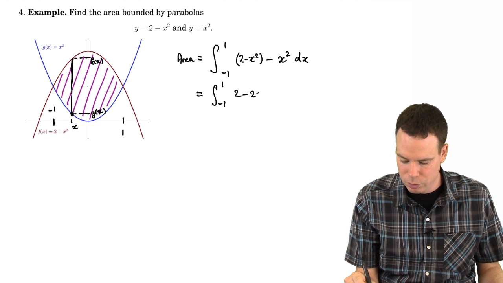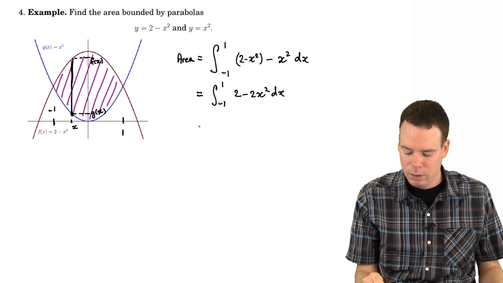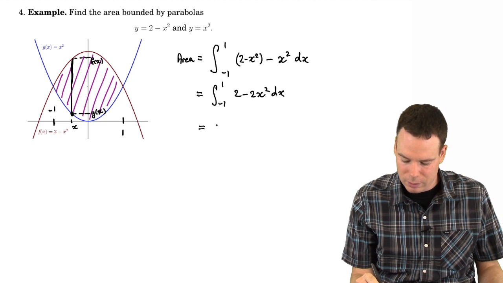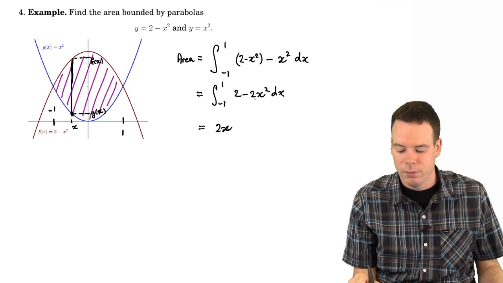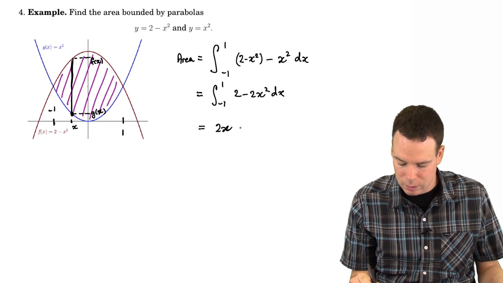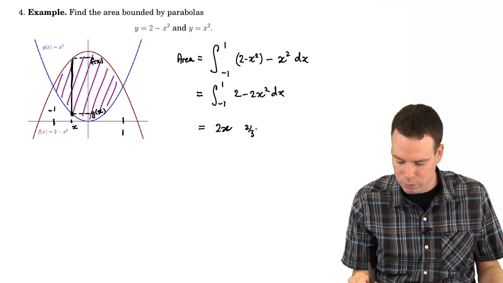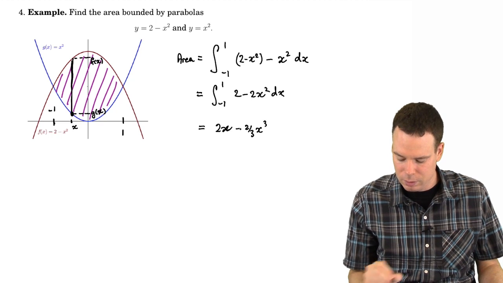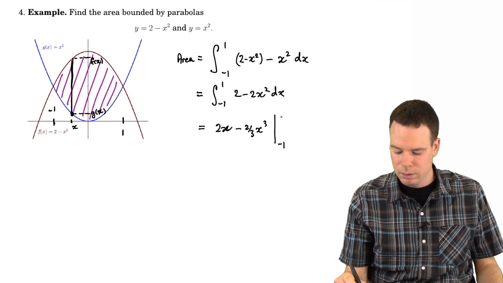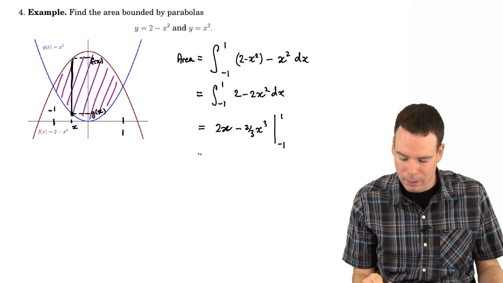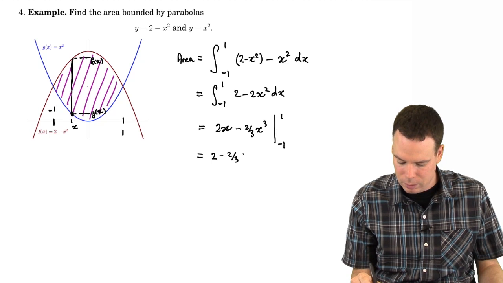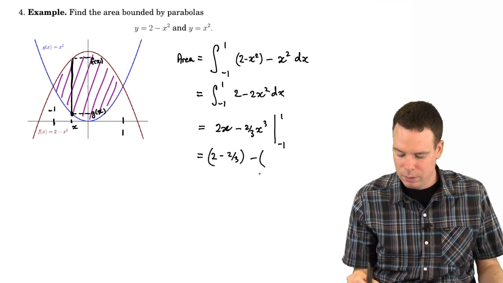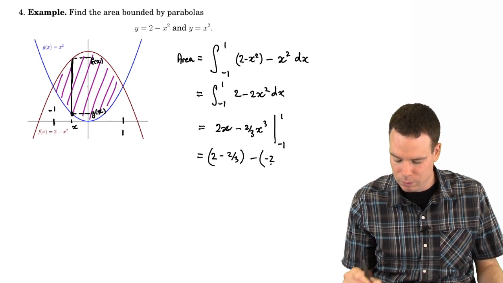So that's the integral of 2 minus 2x squared dx. Now we need to antidifferentiate. The antiderivative of 2 is 2x. The antiderivative of 2x squared is 2/3 x cubed. There is a minus sign there. And that's going from -1 to 1. Now we pop our upper limit of integration in and take away the same expression with the lower limit of integration thrown in.